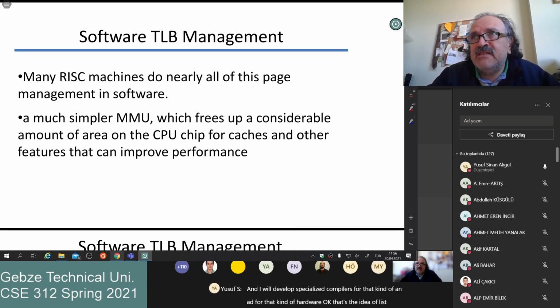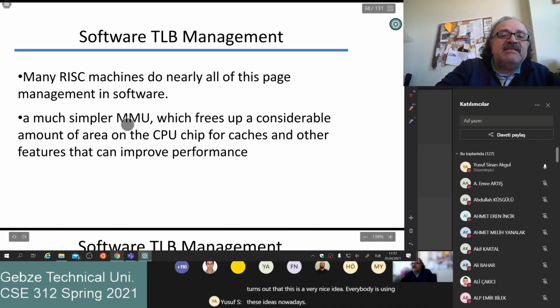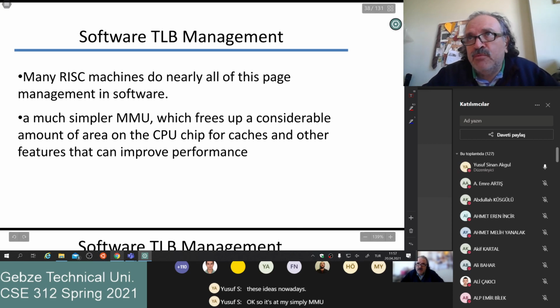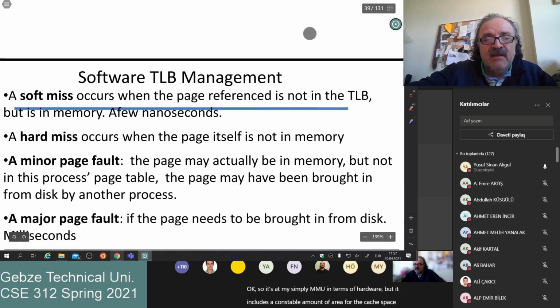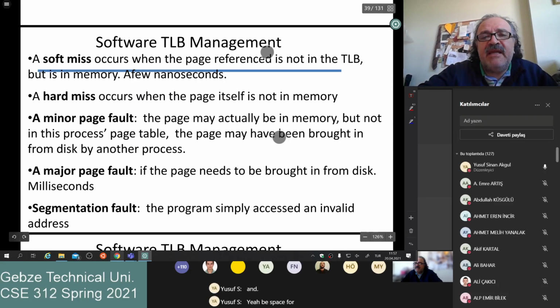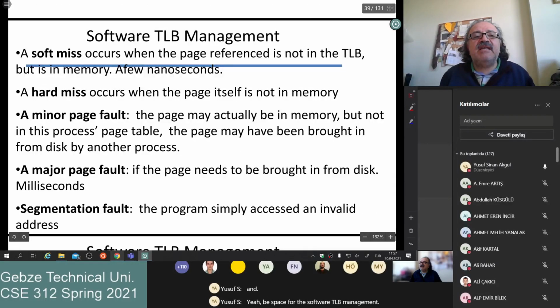And it turns out that this is a very nice idea. Everybody is using these ideas nowadays. So it's a much simpler MMU in terms of hardware, but it includes a considerable amount of area for the cache space and the TLB space. For software TLB management, these are the things that can occur.